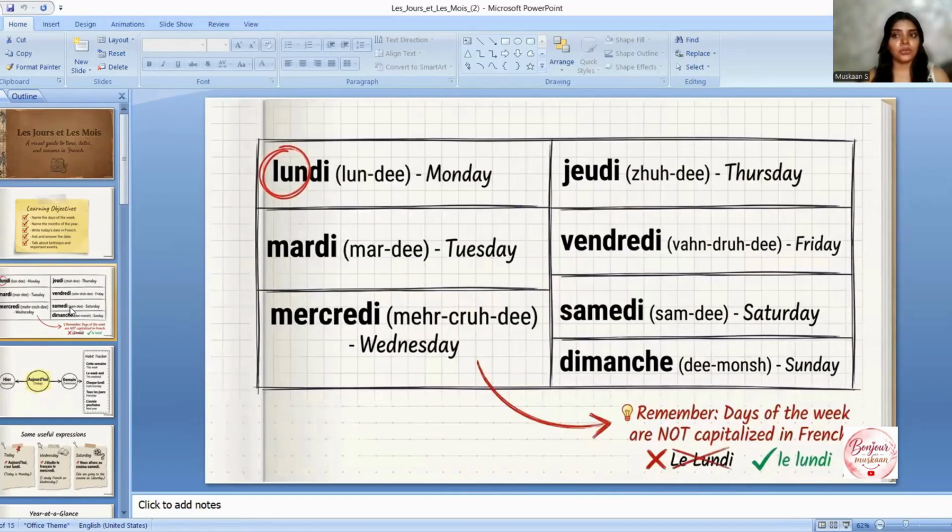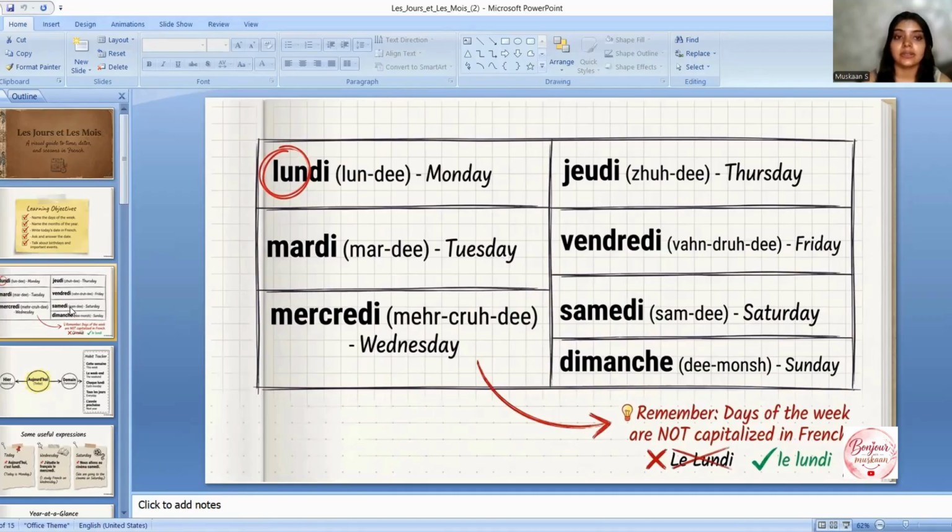Now let's first of all do les jours de la semaine. Les jours de la semaine means days of the week. Like you can see on screen, I have written in French and also in English so that you can understand it properly. And also there is pronunciation written. Let's start. First is lundi.